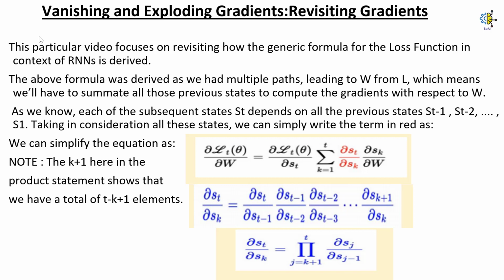Taking into consideration all these states, we can simplify the equation as del Lt of theta by del W is equal to del Lt of theta by del St multiplied with the summation from k is equal to 1 to t of del St divided by del Sk multiplied with del Sk by del W. Note: the k plus 1 here in the product statement shows that we have a total of t minus k plus 1 elements.